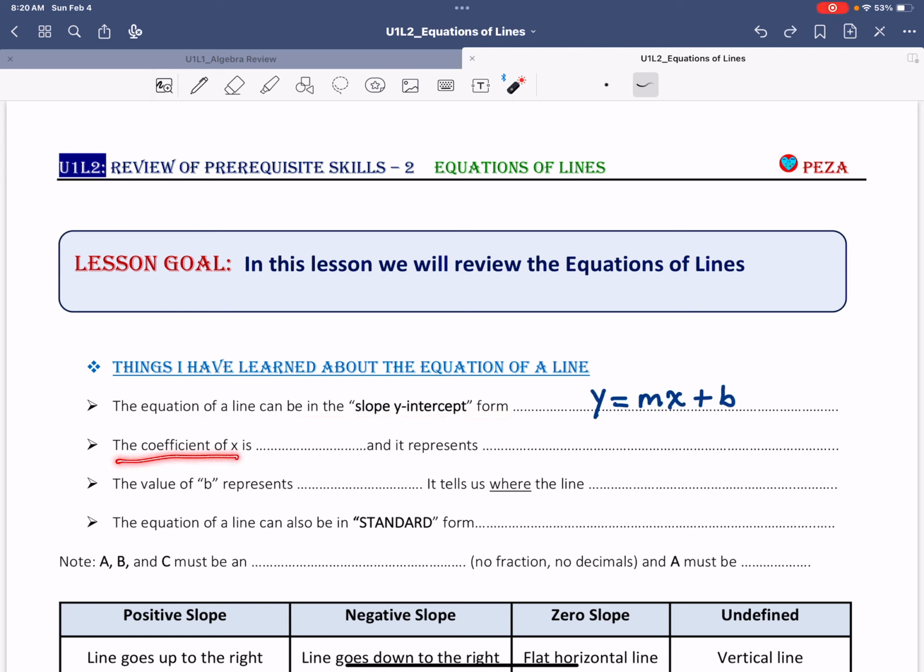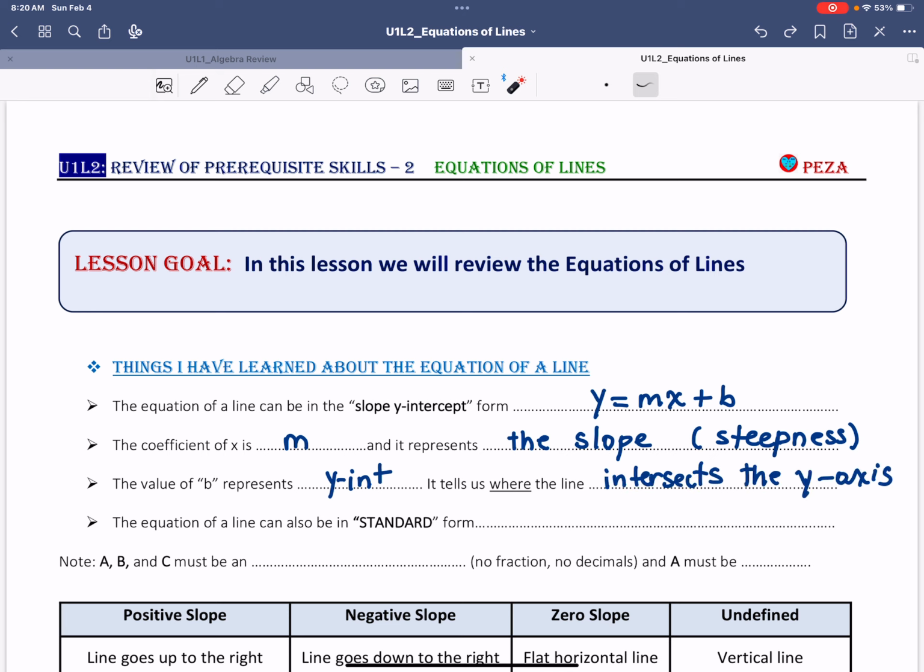The coefficient of x is m, and it represents the slope or the steepness of a line. The value of b represents the y-intercept. It tells us where the line will intersect the y-axis.